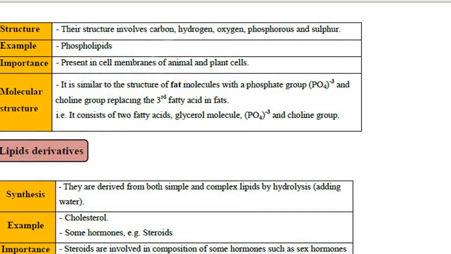Here are the lipid derivatives, the third type of lipid. They are derived from both simple and complex lipids by hydrolysis, like cholesterol, which may cause plaque in the blood vessels, and some hormones like steroid hormones or sex hormones.